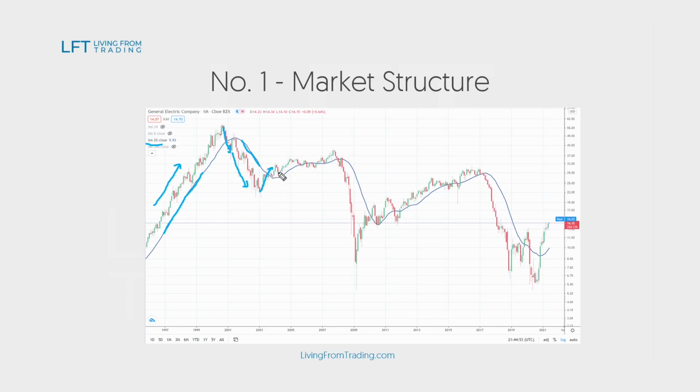Here it started to try to make an uptrend, but then it started to move sideways. It was not going anywhere. You can see that it was going up and down, crossing the moving average to both sides. During this whole period, you can see that the price was not respecting the moving average.